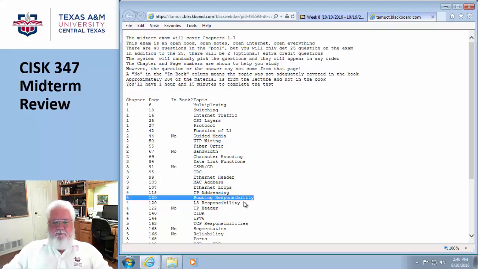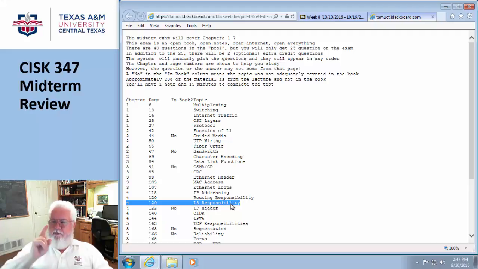The next one talks about layer 3. So this is kind of sort of similar between routing responsibilities and L3 responsibilities. Now, in addition to routing, L3 does other things. Okay, it's not just for routing. There's other things that it does. If you can remember what that is, that'd be a good answer to that question.